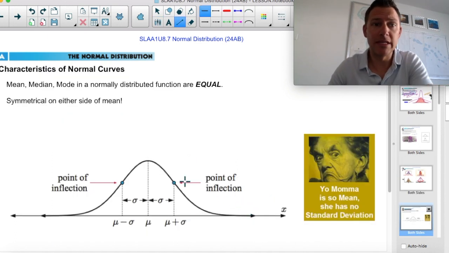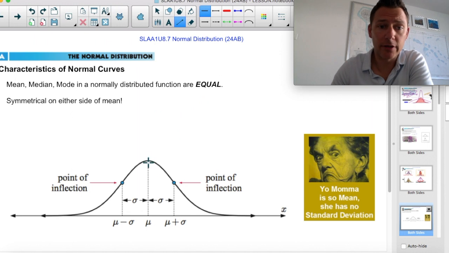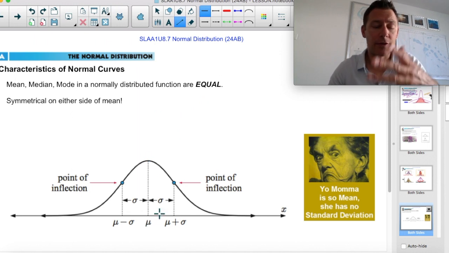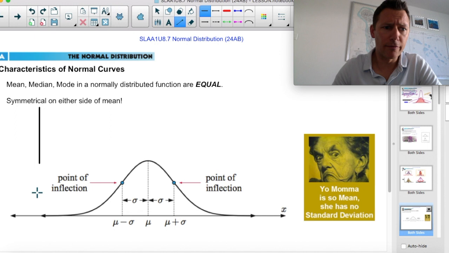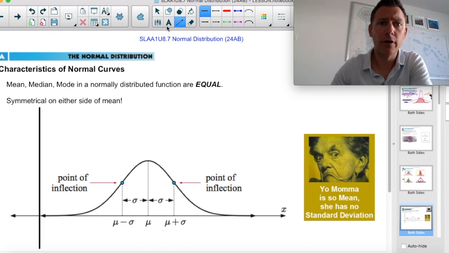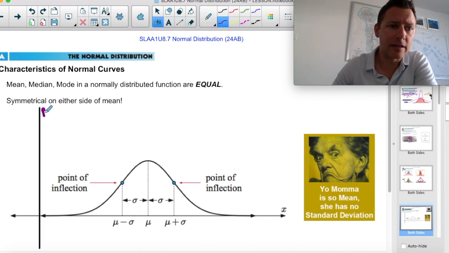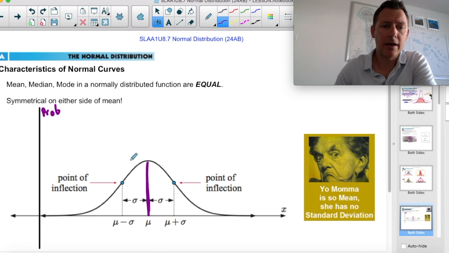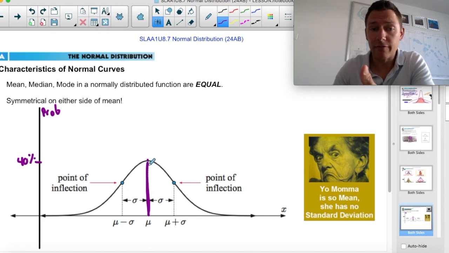In normal curves, mean, median, and mode are all in the same spot. They're equal, they're right in the center, and the whole thing's symmetrical. If you really should have another axis, and this is the probability or the frequency of an occurrence. And so most people are going to be here at the mean. Maybe this is something like 40% of the people are right at the mean, making stuff up.